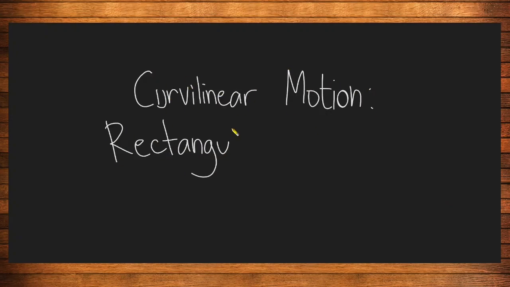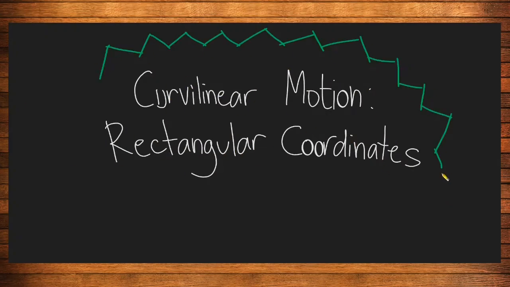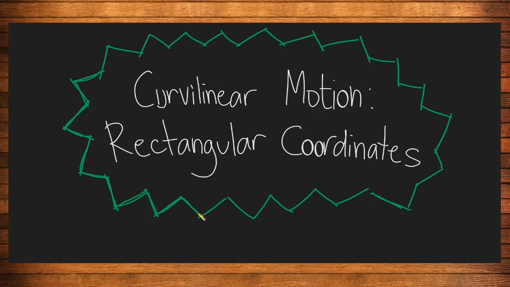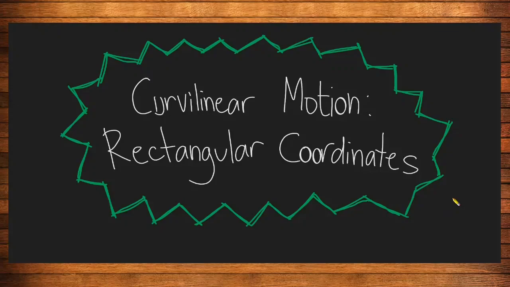Hey guys, so in this video we are going to discuss curvilinear motion of particles using rectangular coordinates. So curvilinear motion occurs when a particle is moving along a curved path. Since this path is often described in 2 or 3 dimensions, vector analysis will be useful to formulate the particle's position, velocity, and acceleration. Okay?